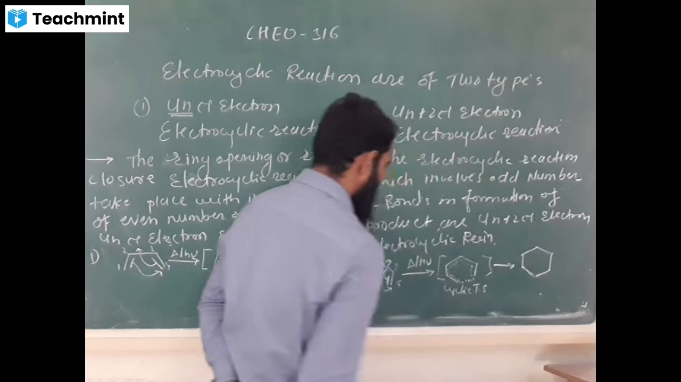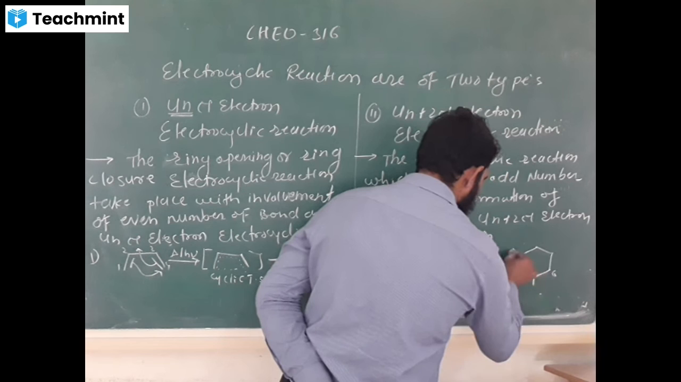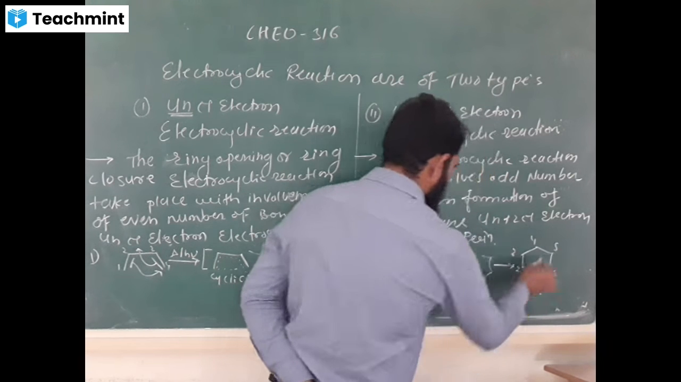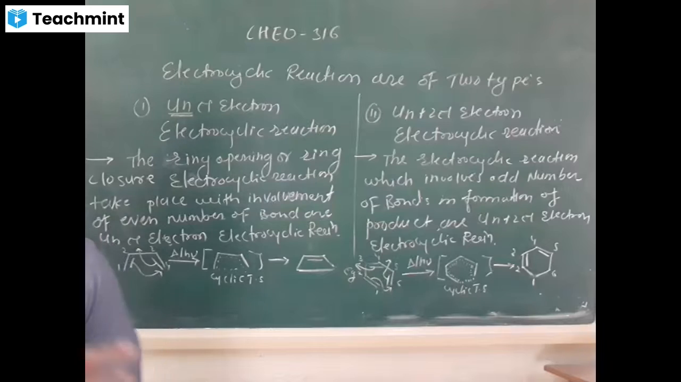Here is the generation of a new sigma bond between 1 and 6. This is 2, 3, 4, 5. Double bond between 5 and 4, double bond between 2 and 3. So what happened to every double bond? It got involved in the reaction. Each and every double bond is participated in the reaction.